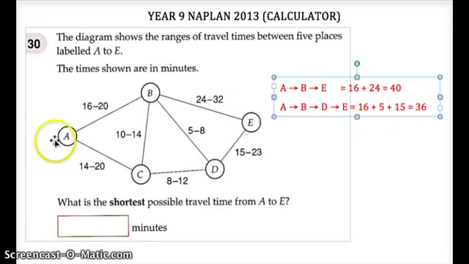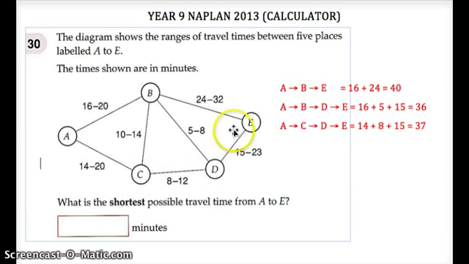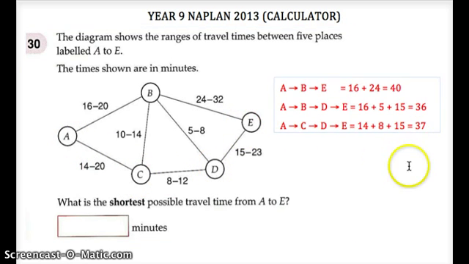We can also try perhaps going another way. So we can try this bottom route here from A, C, D, E. So the shortest time would be 14 plus 8 plus 15, and that adds up to 37 minutes.